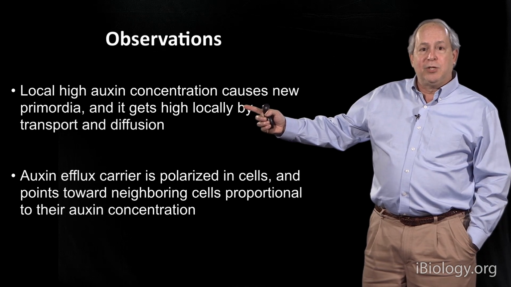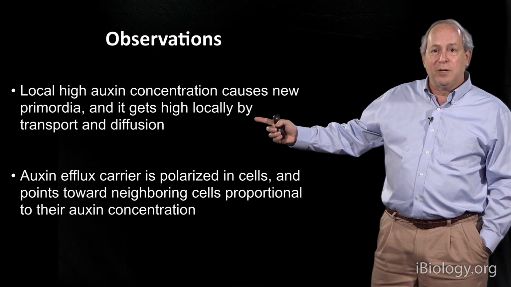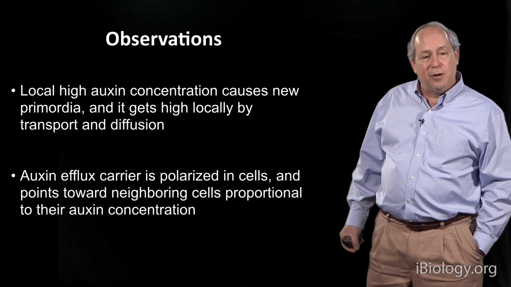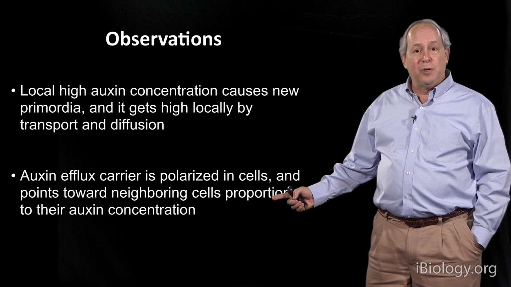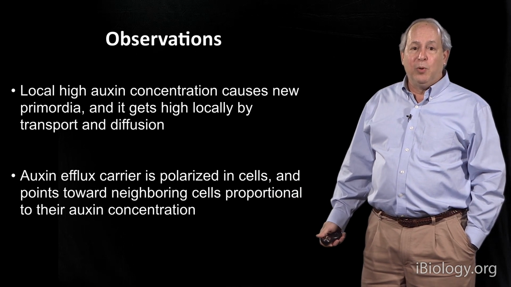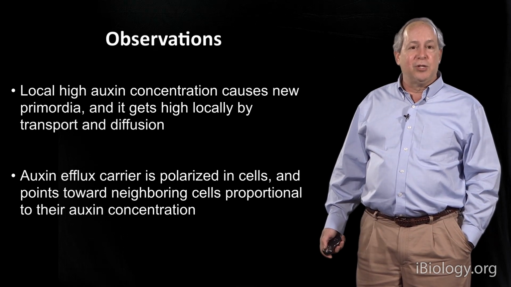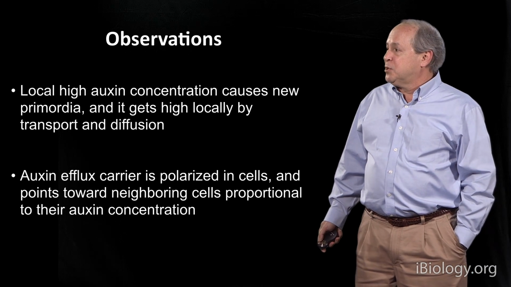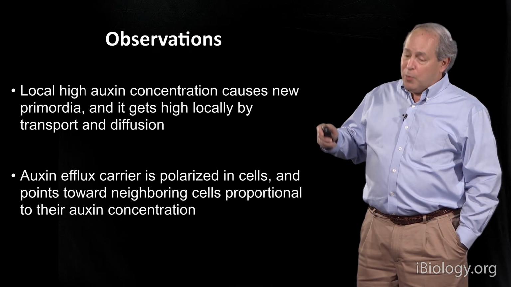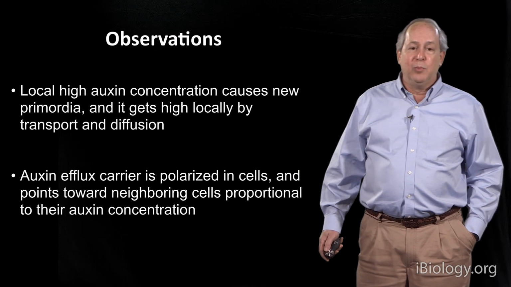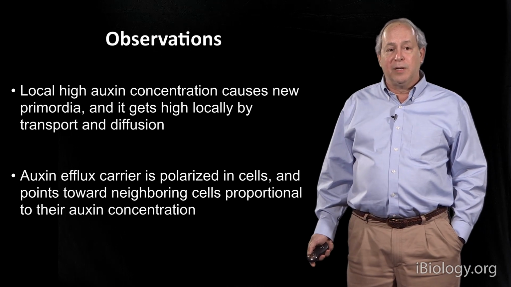Local high auxin concentration causes new primordia, and it gets high locally by transport through PIN1 and also by diffusion, which resists the active concentration of the auxin, which is created by the auxin transporter. And the auxin efflux carrier, the PIN1 protein, is polarized in cells and it points from one cell towards the neighboring cell proportional to the auxin concentration in the neighboring cells. And these two rules, when put into a computational model, reproduced with great fidelity the patterns of auxin movement and auxin concentration change that occurred during phyllotactic patterning in a real living plant.